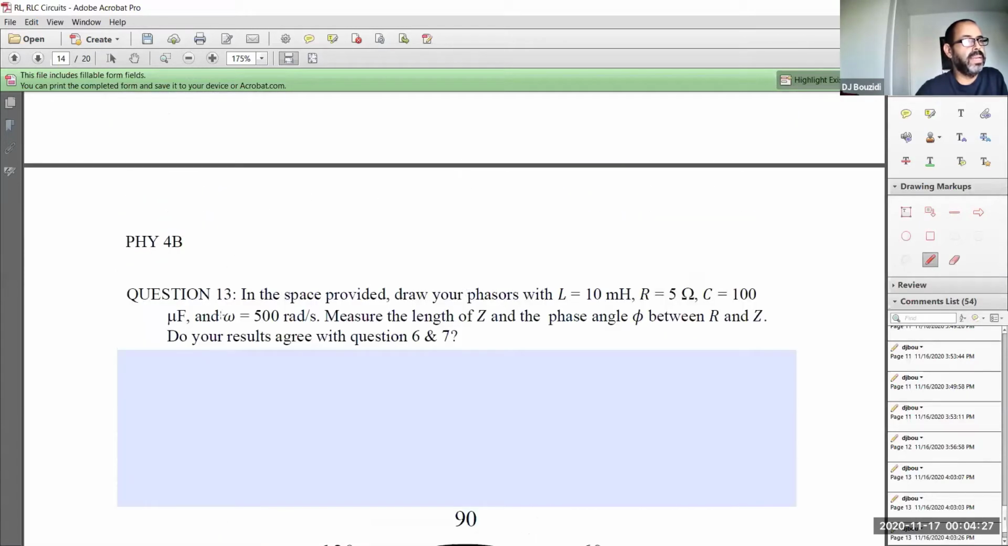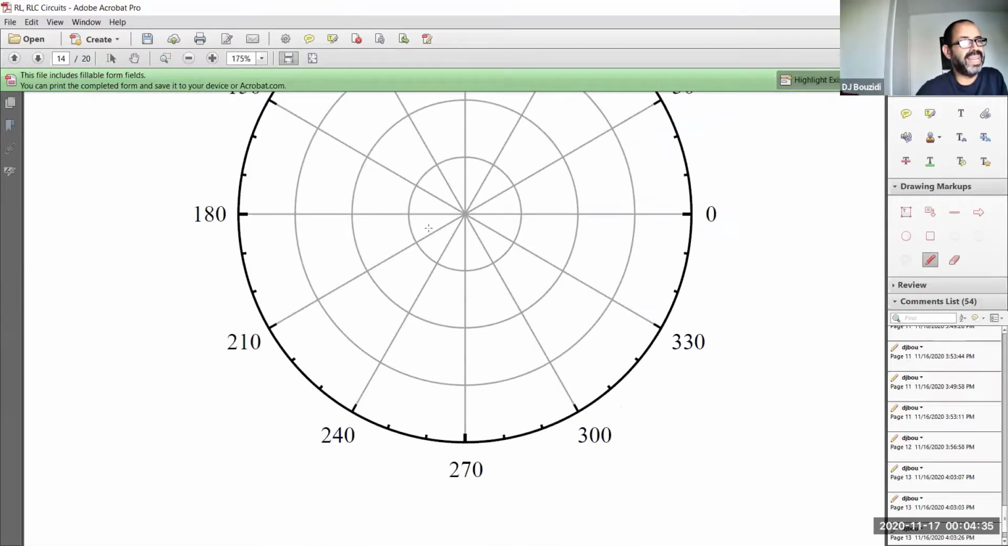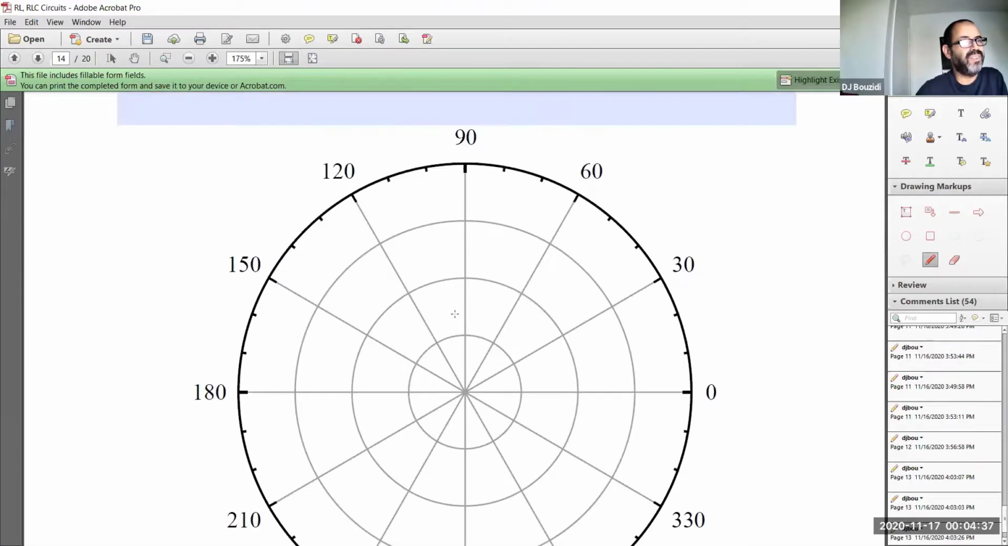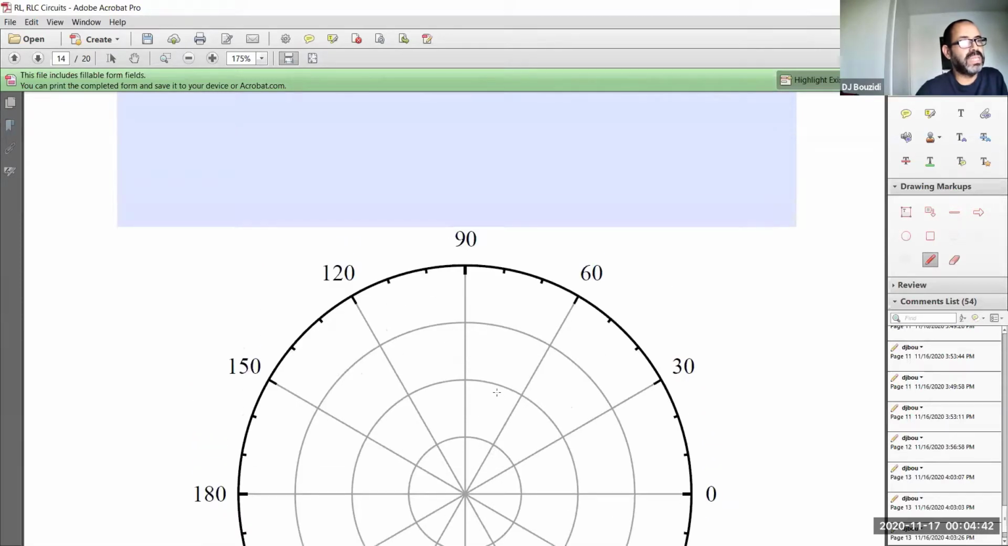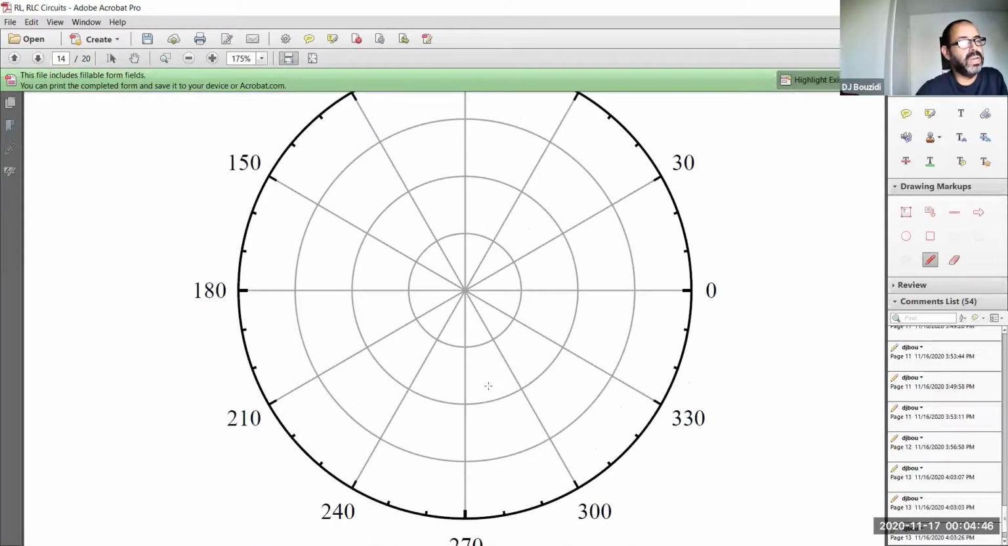And you're going to take 1 over 100 microfarads times 500 radians per second, and you're going to find how much XC is. And you're going to find the difference between them somewhere in here or somewhere in here, depending on if the inductance is winning or the capacitance is winning. And if they are canceling one another, they are canceling one another. Okay, neither is winning.